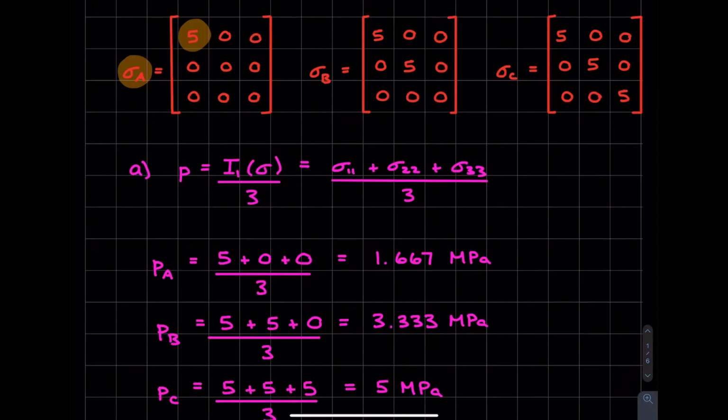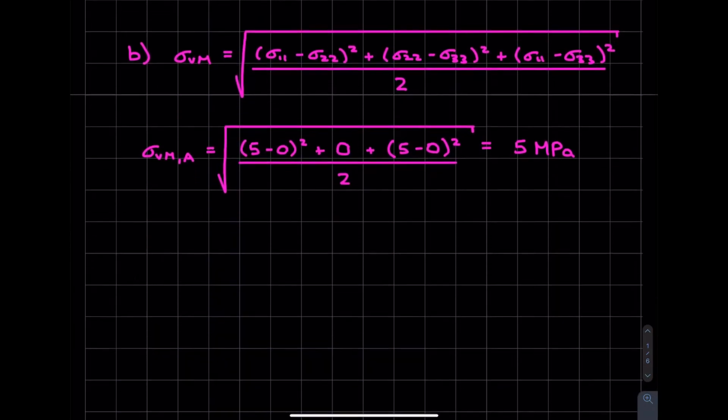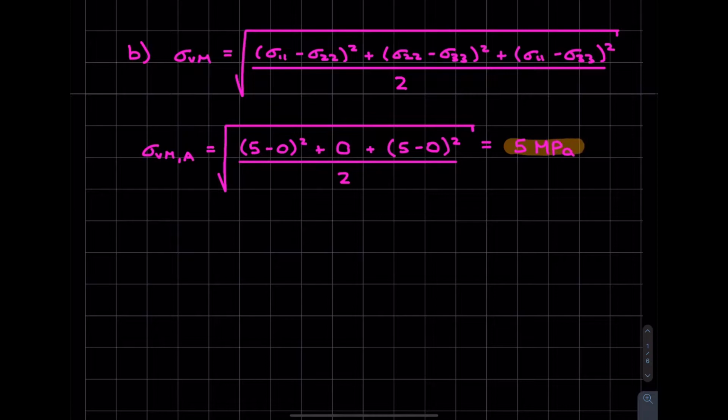So it's not a coincidence that since our only stress here is 5, and we come down and find the von Mises stress, we also get that it's equal to 5 MPa. Because sigma is already in a uniaxial stress state, we get our sigma von Mises to also be the same as that uniaxial stress state. So that's something kind of important to note, a little fun fact, if you will.